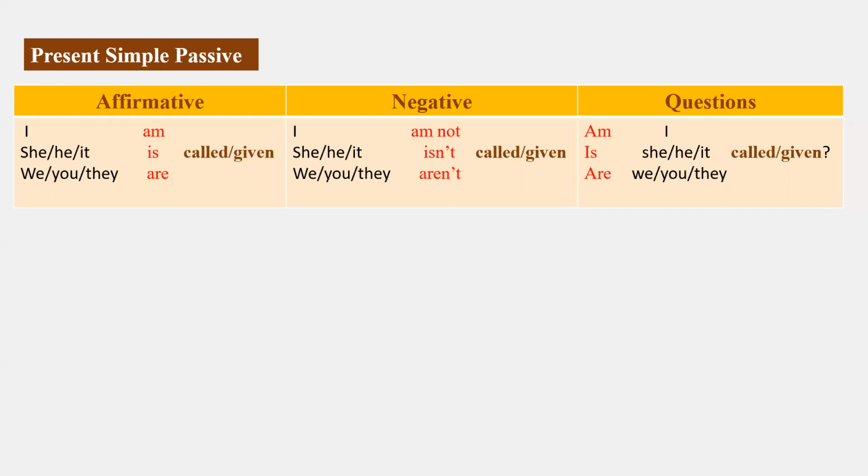Question, interrogative: we inverse the verb to be and the subject. Am I, is she, he, it, are we, you, they called, given?